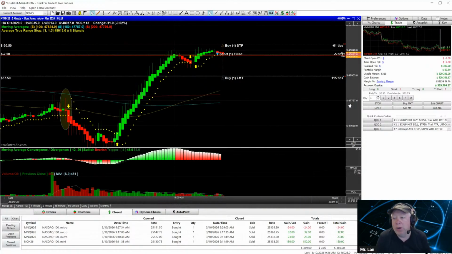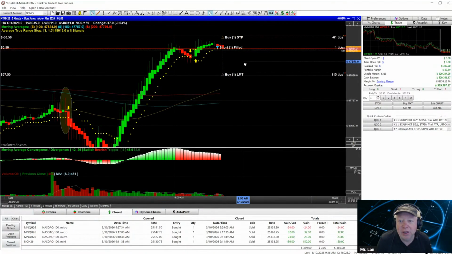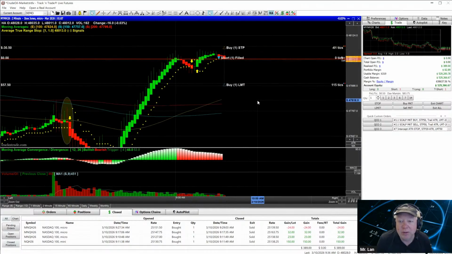Come on, slow market. Dow's worse than the NASDAQ, being how slow it is. Trying to get an opportunity here to show some. Let's see if we can. Let's wait for the dot to flip, and then we'll see if that'll let me place that order.